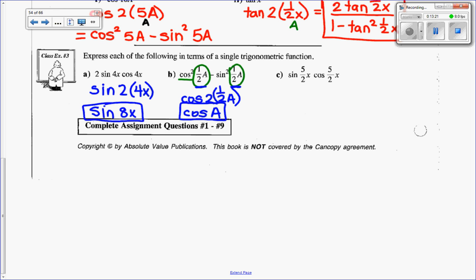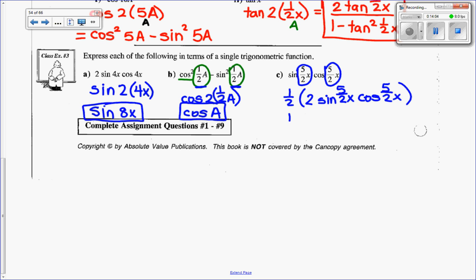Okay? And the last one, sine of something times cos of something. Well, that almost looks like sine 2A, but it's not, is it? What's missing? The 2 in front of that. So that's actually half of sine 2A. Okay, so what would sine 2A be? Sine 2A would be 2 sine 5 over 2x cos 5 over 2x.